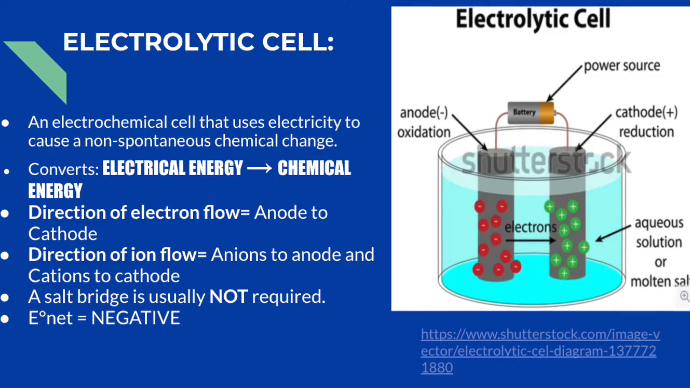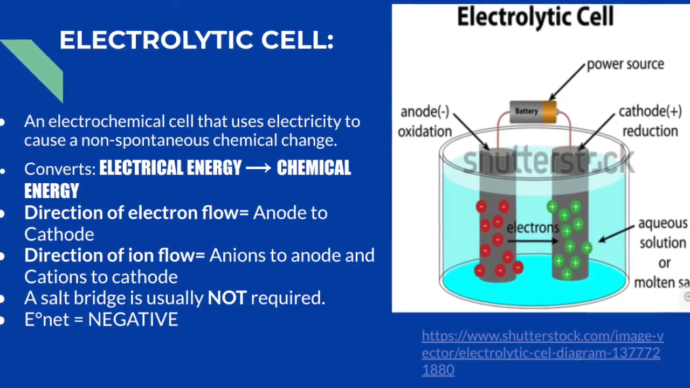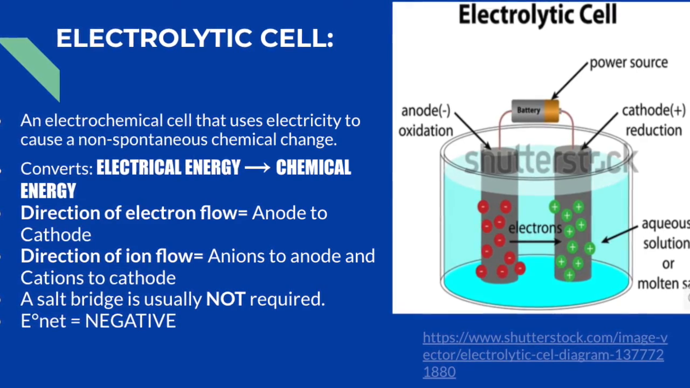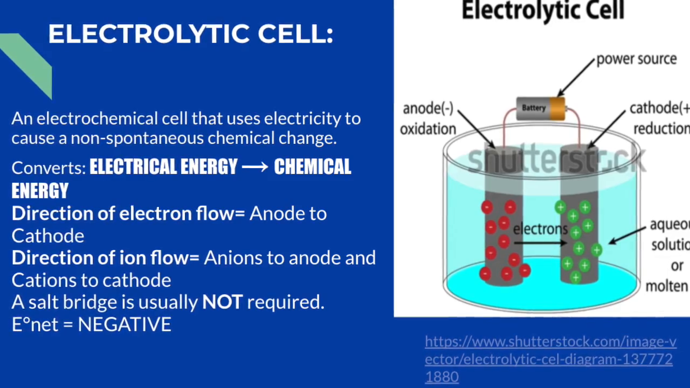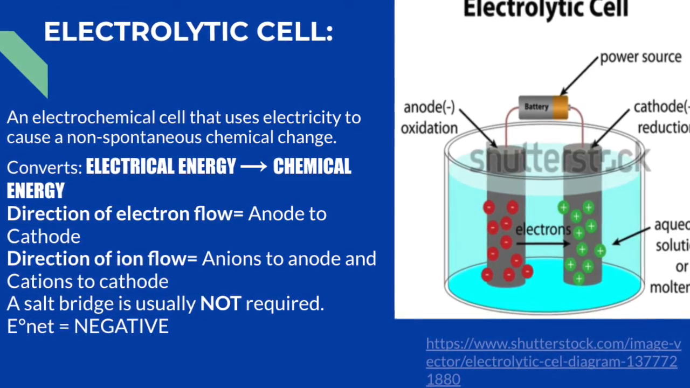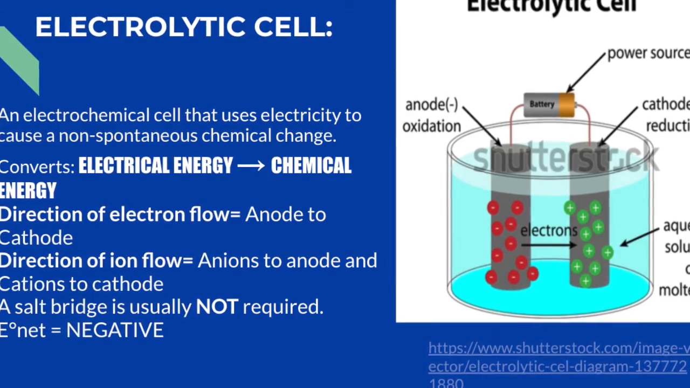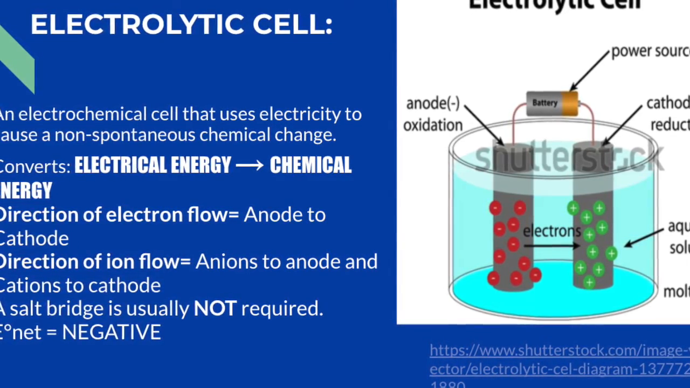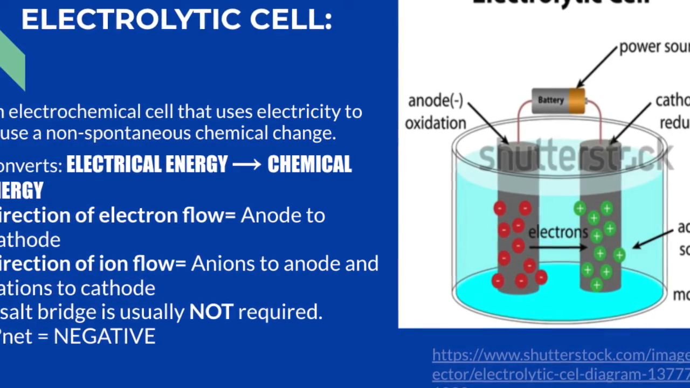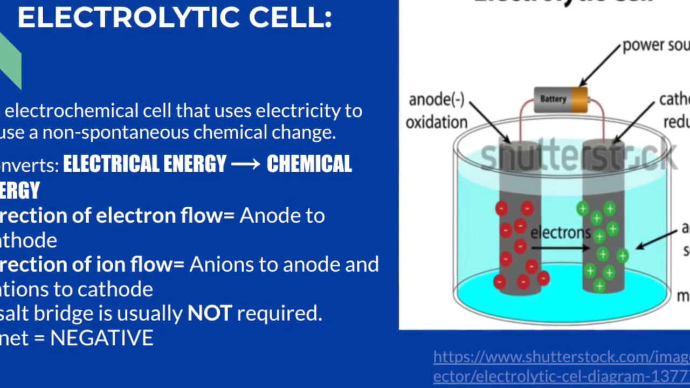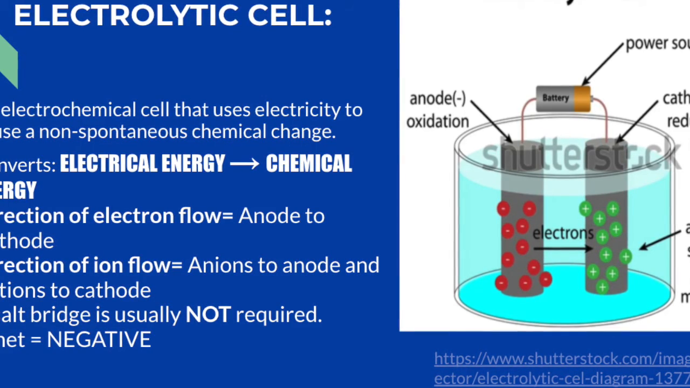The next cell is your electrolytic cell. This cell is an electrochemical cell that uses electricity to cause a non-spontaneous chemical change. It converts electrical energy to chemical energy, and the direction of the electron flow is anode to cathode, and the direction of the ion flow is the anions to the anode, and the cations to the cathode. A salt bridge is usually not required, and its standard electrode potential is negative. With these kinds of cells, it needs a power source in order to work.